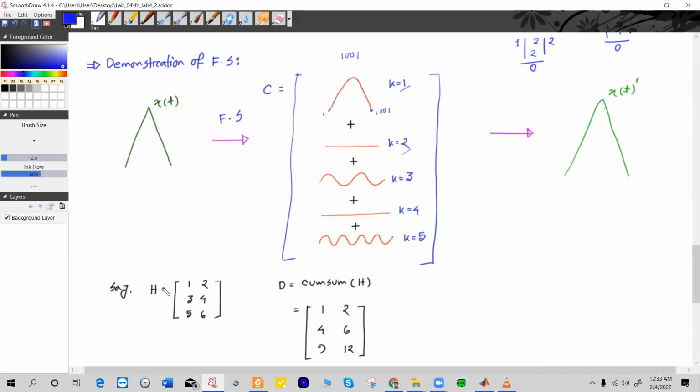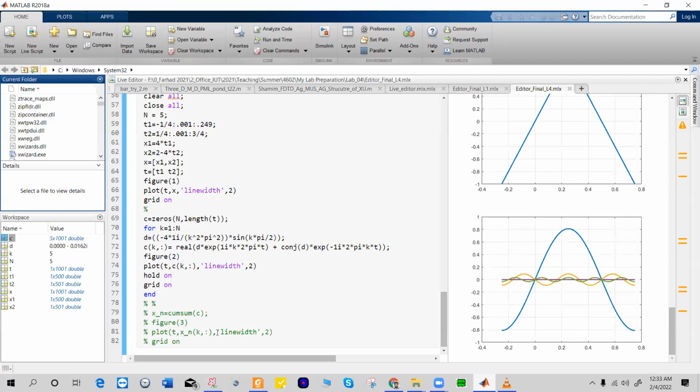So let's say that H is your matrix 1, 2, 3, 4. CumSum will perform the cumulative sum. So 1, 2, nothing to add previously. Then 3, 4: in this line, 1 plus 3 equals 4, 2 plus 4 equals 6. And again, for this line, 1 plus 3 plus 5 equals 9, 2 plus 4 plus 6 equals 12. Okay, fine. So this is the basic idea about CumSum.